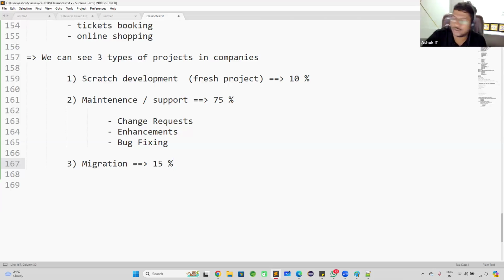So guys, we got the clarity, right? There are three types of projects, but if you see in this batch, there are many people already working in the IT industry as developers, but they are working on the support project.